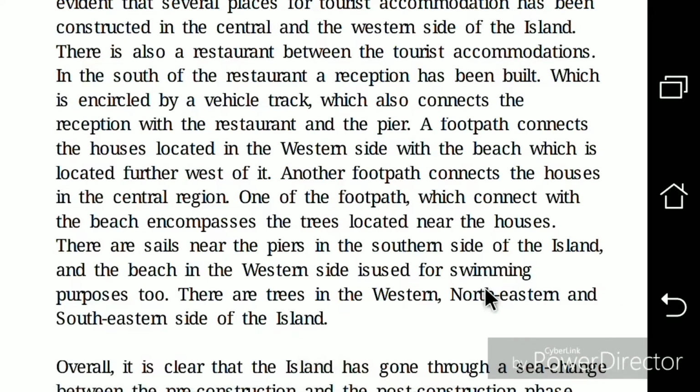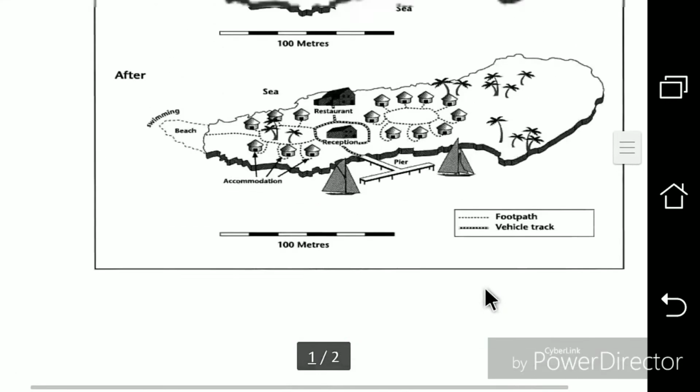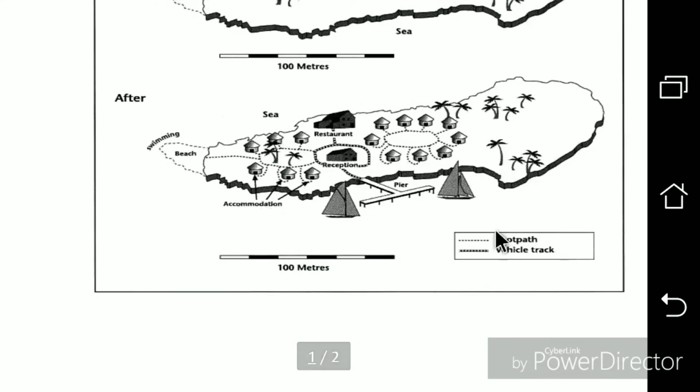there are sails near the piers in the southern side of the island, and the beach in the western side is used for swimming purposes too. Now if you check the southern side, you can see these are little sails. First, if you think that they are yachts, they are not, because yachts are much bigger, and as compared to yachts you cannot call them boats either. It is better to call them sails. And this portion of the beach is allocated for swimming purposes, so people who want to swim can use that portion.